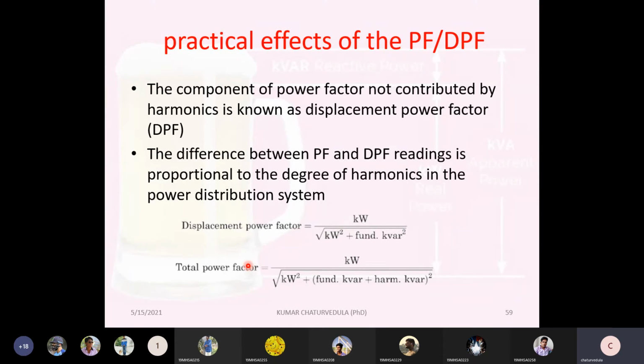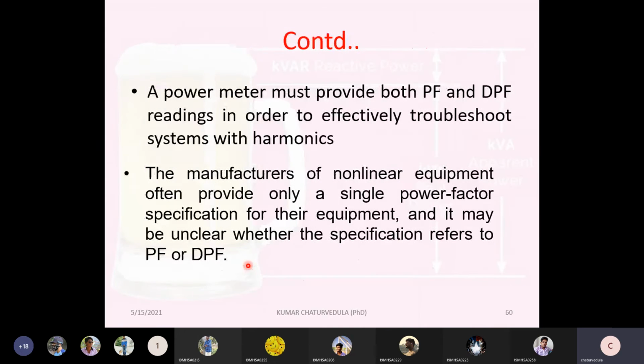in the distribution system. But generally the manufacturers will install some meters, but they are not going to specify whether the meter displays total power factor or displacement power factor. It is unclear. Generally we require a power meter to calculate the power factor, but the manufacturers who provide this nonlinear equipment give only one specification, and they do not mention whether it measures total power factor or displacement power factor.